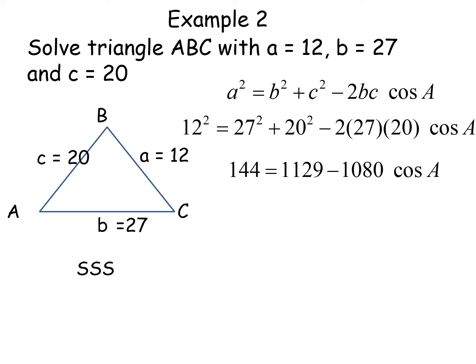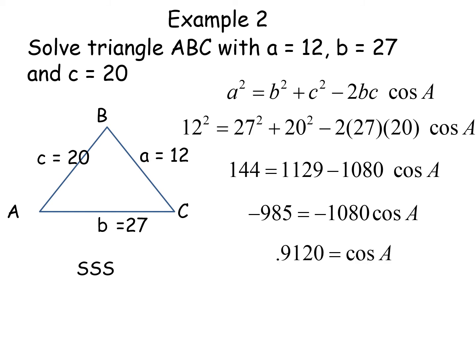Once again, remember, I cannot take 1,129 and subtract the 1080 because it's being multiplied by the cosine. But I can subtract the 1,129 from the 144. So I will do that. Now I can divide by 1080, and I'll get the cosine of A is 0.9120.